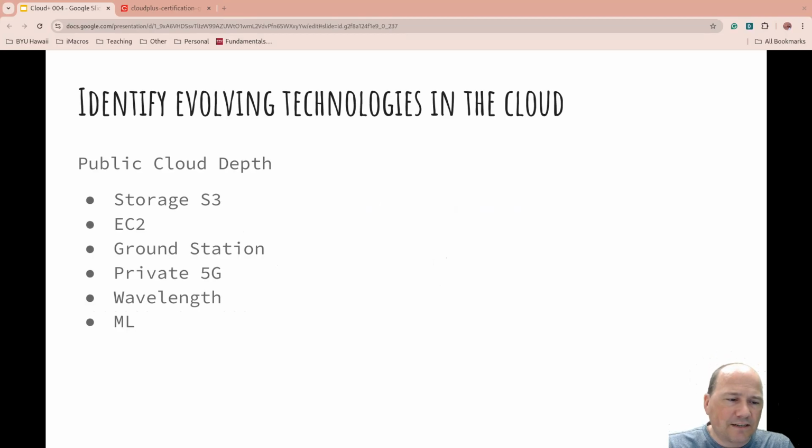Identifying evolving technologies in the cloud. This was an interesting one. I'm expecting that what they want to understand here is that some of the cool things are coming out. So even thinking about storage, I showed you that S3 thing a little bit back. There's just so many different options. So it's always changing.